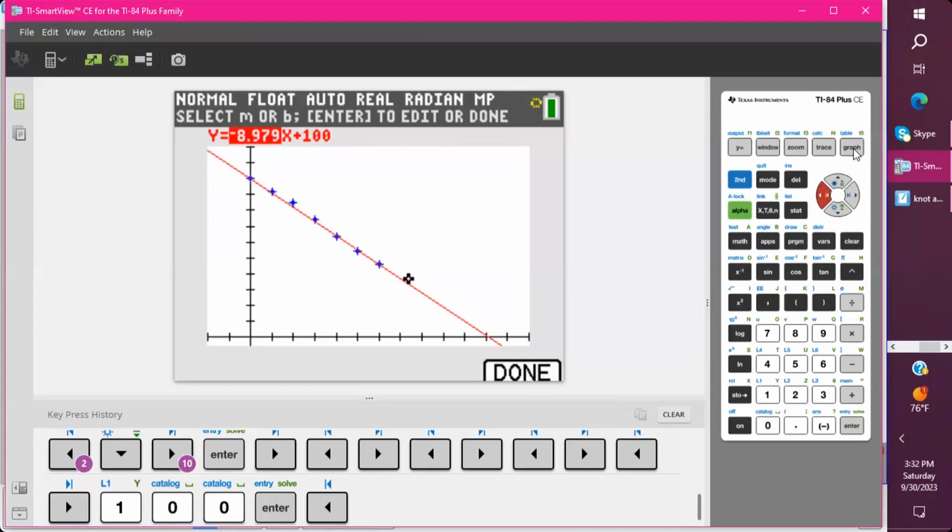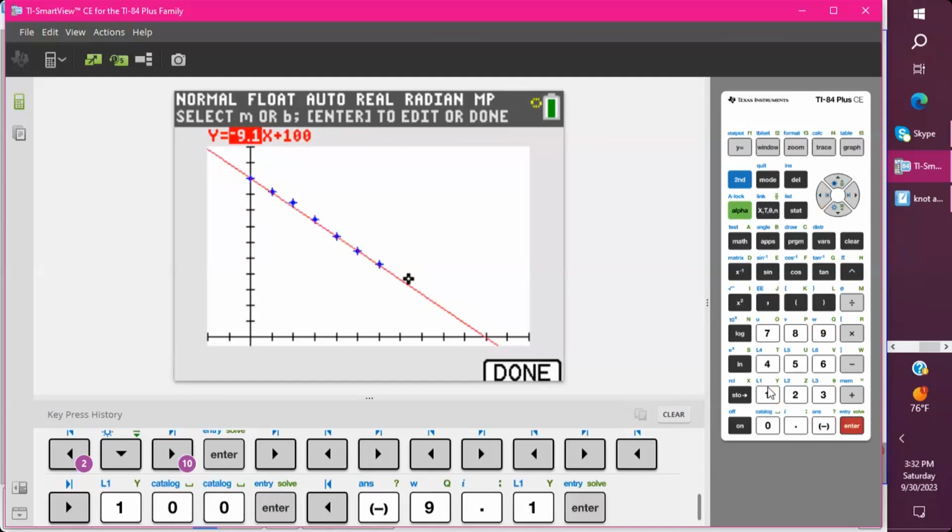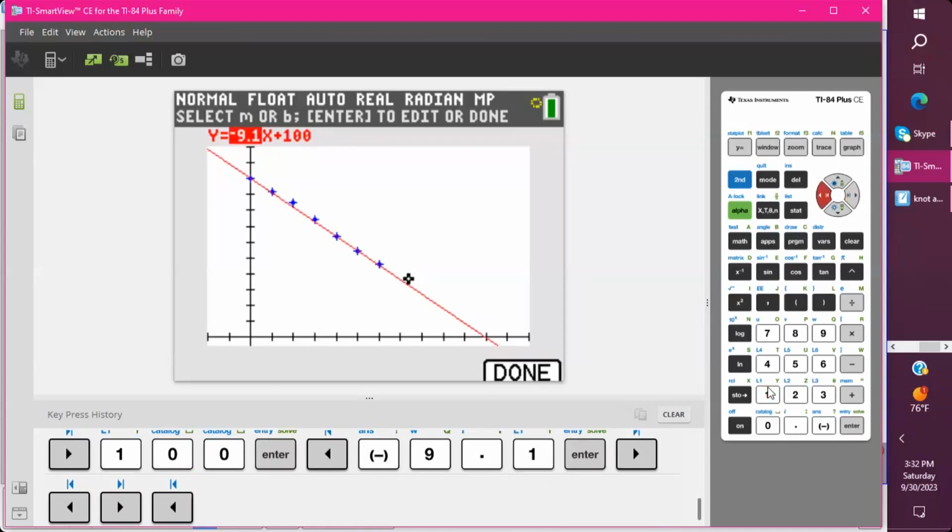Instead of having so many decimals, I don't need to be that accurate. So let's try maybe a negative 9.1, change it a little bit and see what that does to the angle of my line. Okay, well, that's not too bad. So you can adjust. Once you've picked 2 points and you put in a possible line, you can still make adjustments by using the equations at the top.